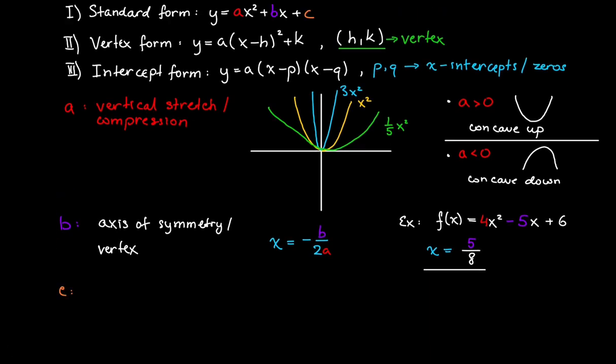And finally, we have the letter c, which is simply responsible for any vertical shifts. So that means if c is greater than 0, then the parabola is going to move upwards, the entire parabola, or if c is negative, then it's going to move downwards.